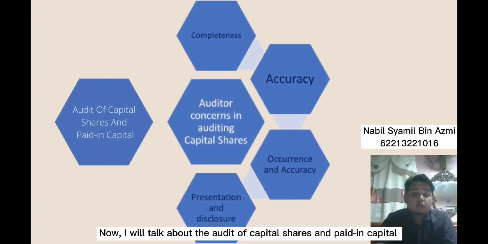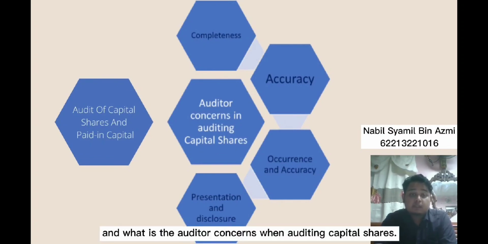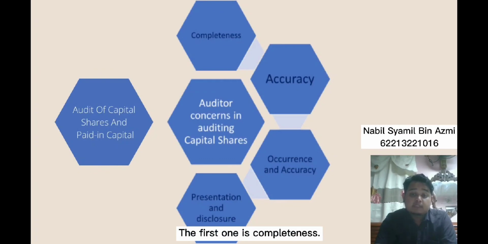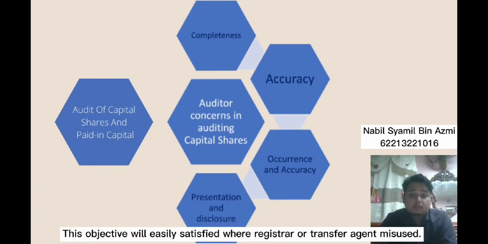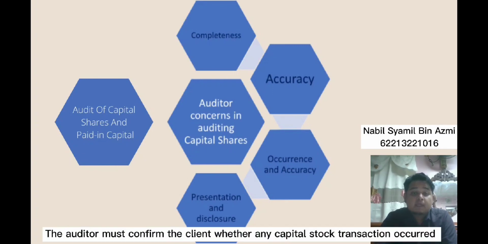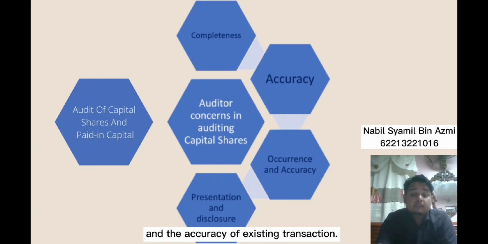Now, I will talk about the audit of capital share and paid-in capital and what the auditor's concerns are when auditing capital share. The first one is completeness. This is when existing capital stock transactions have already been recorded. This objective is easily satisfied when a registrar or transfer agent is used. The auditor must confirm with the client whether any capital stock transaction occurred and the accuracy of existing transactions.